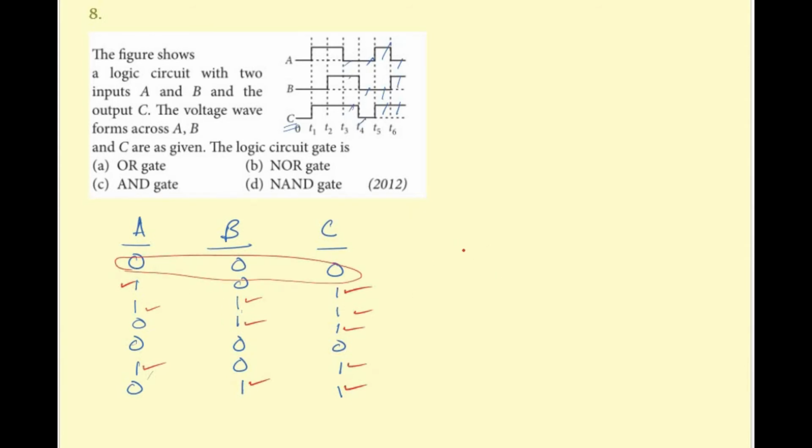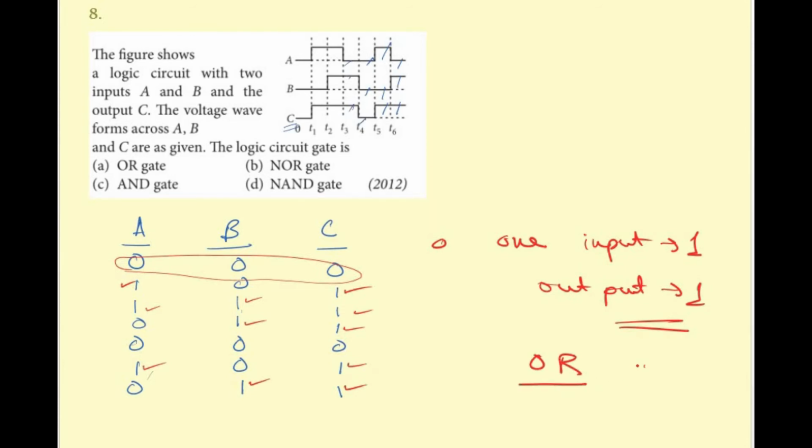So this resembles that if any one of our inputs is 1 or high state, output is 1. And which gate is it? It is the OR gate. That is, our option A will be the correct answer.